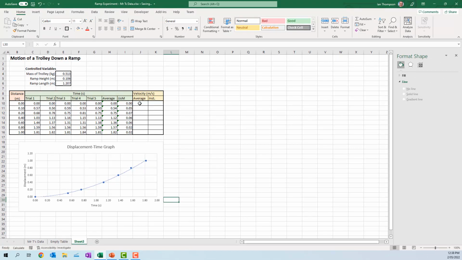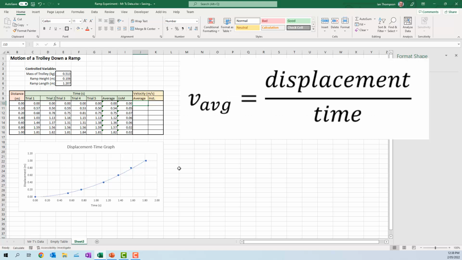Okay, let's talk about the velocity. Now, we didn't have a motion sensor that detects velocity, did we? But we can calculate the velocity using the time and the distance, can't we? So remember our formula for velocity. Velocity is displacement over time.